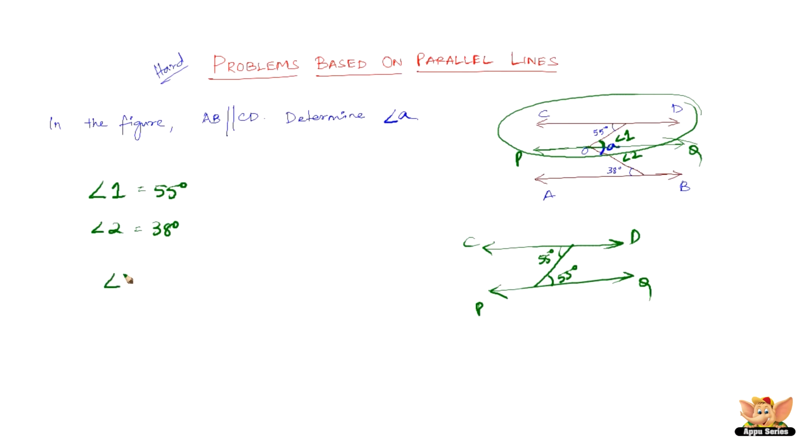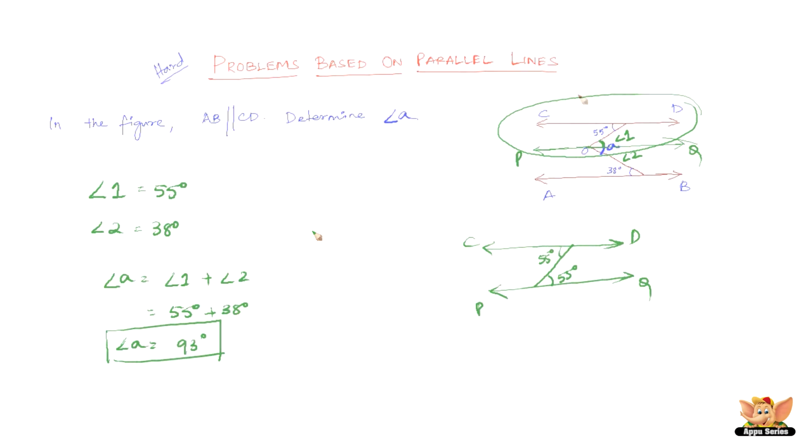Now on the whole, angle A equals angle 1 plus angle 2. So therefore, angle 1 is 55 degrees and angle 2 is 38 degrees. Adding both, we get 93 degrees. So angle A equals 93 degrees. Was it hard? I don't think so. But if you know the concepts of parallel lines and the relationship between angles, these are pretty easy. Let us solve another problem.